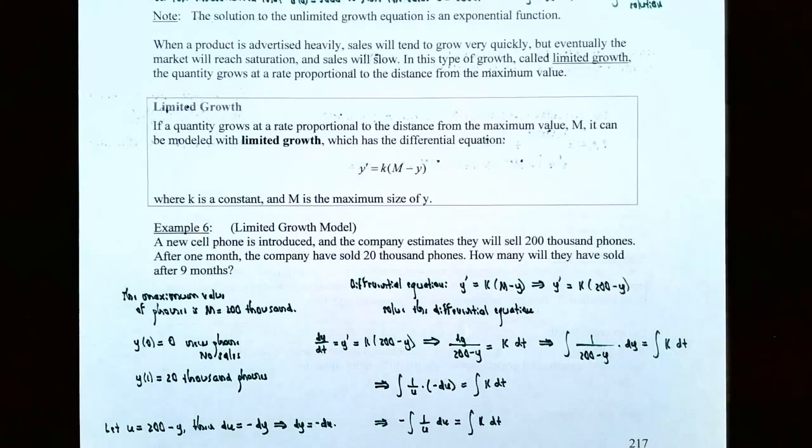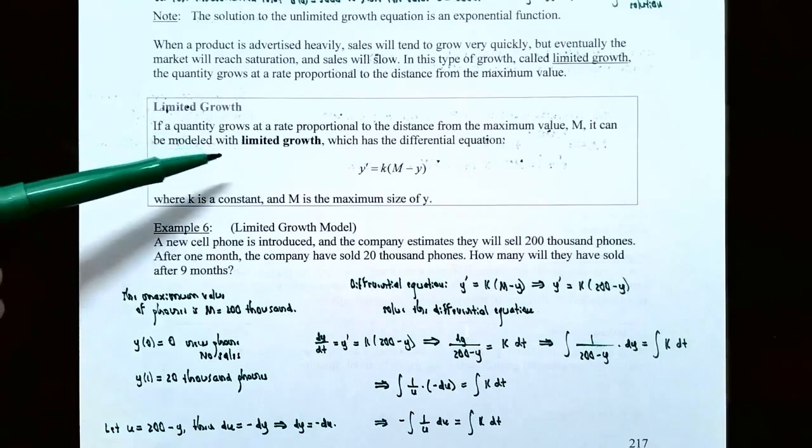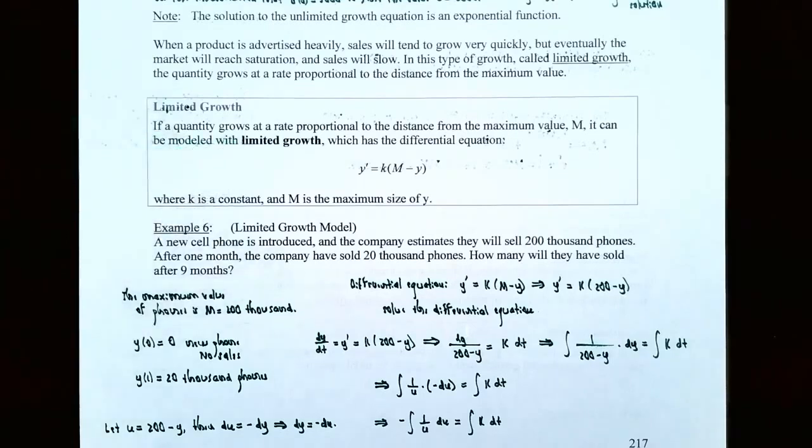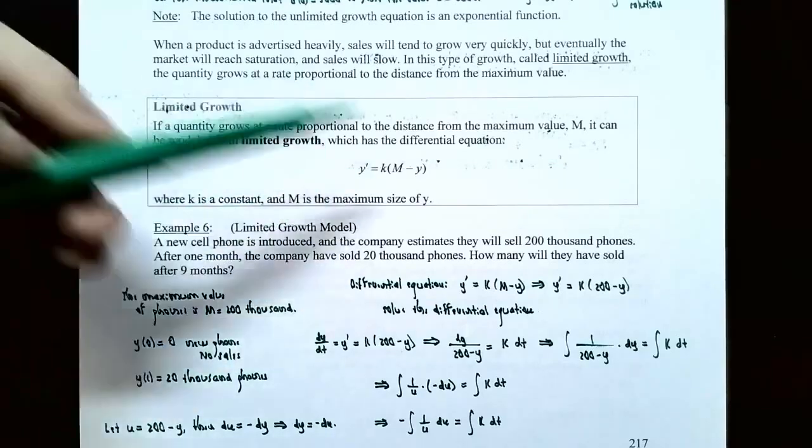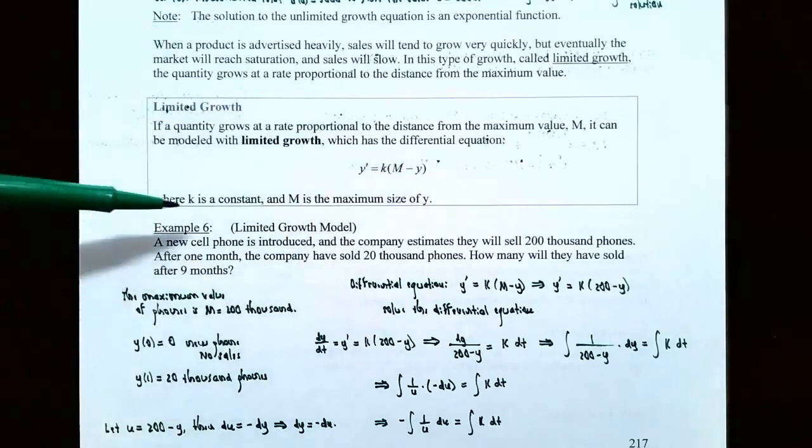Whenever a product is advertised heavily, sales will tend to grow very quickly at first, but eventually the market will reach saturation and the sales will actually slow down. This type of growth is called limited growth, and the quantity grows at a rate proportional to the distance from the maximum value. So this is called limited growth. If a quantity grows at a rate proportional to the distance from the maximum value that it attains, capital M, then it can be modeled using a limited growth model, which satisfies this differential equation: y prime is equal to some constant k times the quantity capital M minus y, the maximum value minus the function y, where k is a constant and M is the maximum size of the function y.